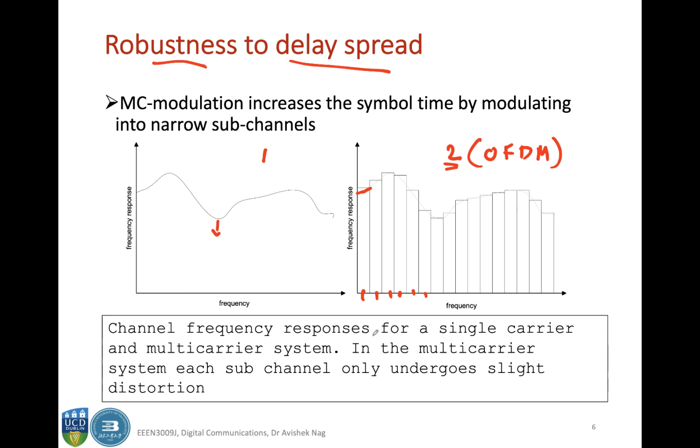So in a multi-carrier system, each subchannel only undergoes a slight distortion, as you can see here. That is the high-level concept behind using OFDM and how it is robust to the multipath effects, or the delay spread.